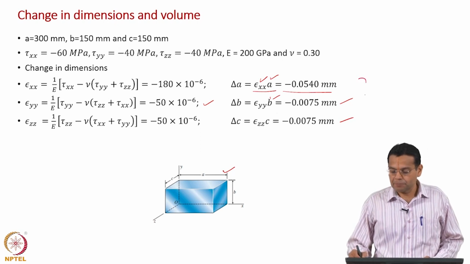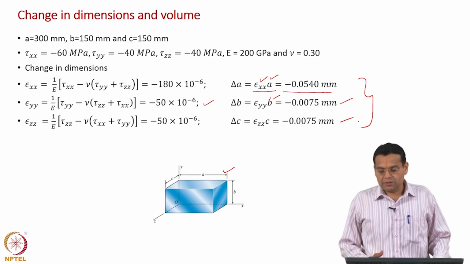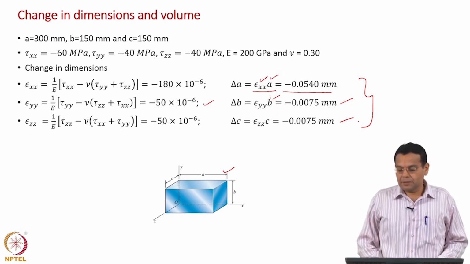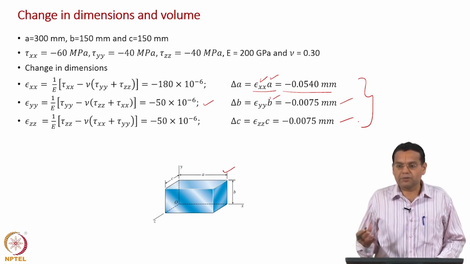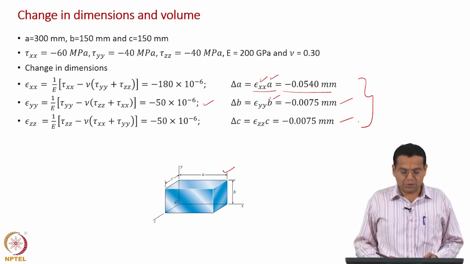Look at the change in length, they are very small, usually a scale has let us say 1 mm division, and this is 0.0075 mm or 0.054 mm. So, these are much smaller than our usual scale dimension, the least count of a usual ruler scale.